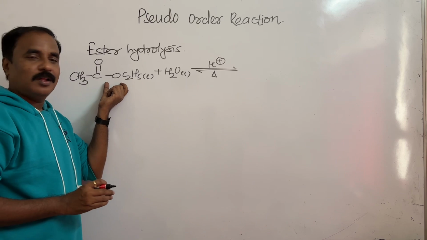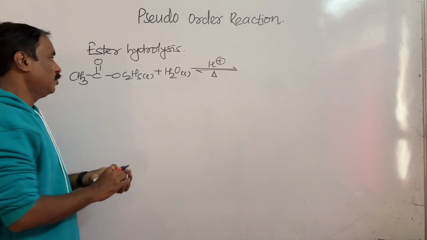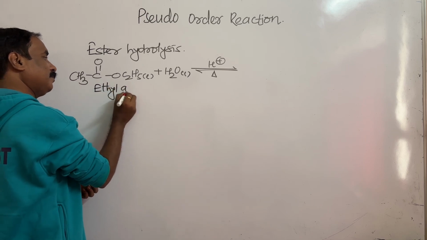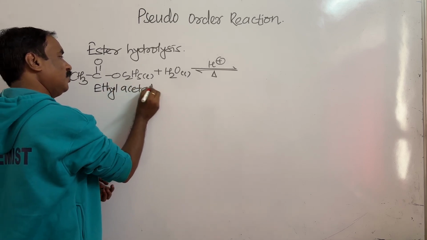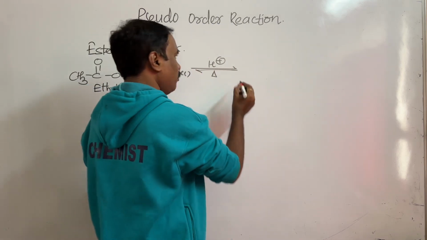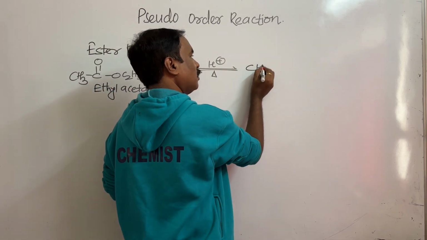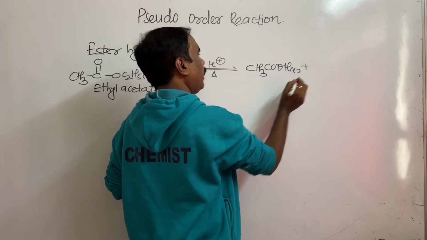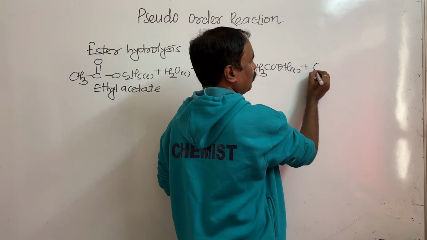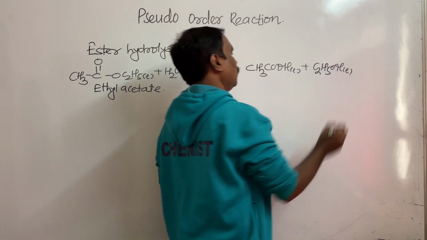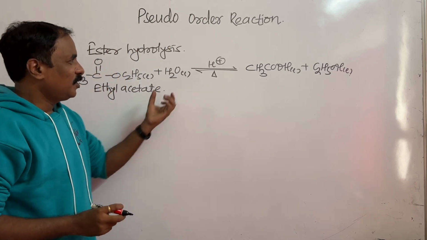यहाँ पर ester और water reactant है. So name of this ester is ethyl acetate. Now add a list of products. So here a formation of acetic acid and ethyl alcohol. So this is a reversible reaction.